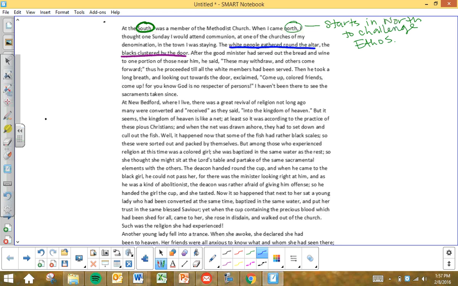He walks in and he sees all the white people up at the front receiving communion, and all the black people back in the corner. They're not even sitting in the pews. They're not even allowed to sit in the pews. They're just in the back by the exit, by the door, just kind of clustered, standing there waiting.